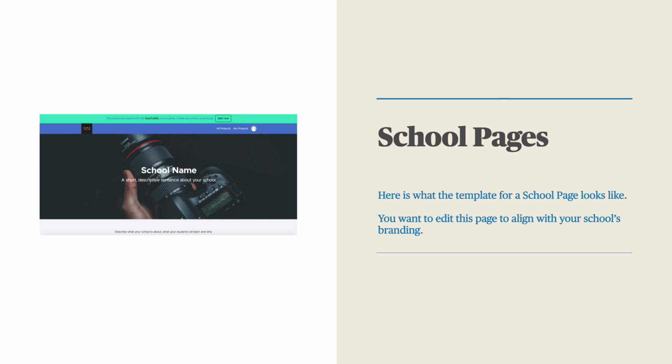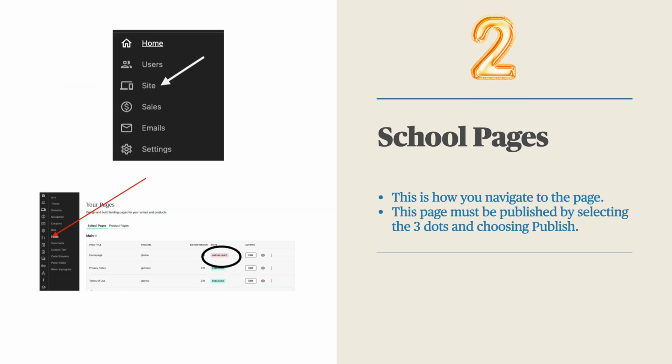School pages and home pages must be set up and published. This is what the template for the school page looks like. You also want to edit this page to make sure that the photos and the verbiage align with your school's branding. Here is how you navigate to the page. You click Site from the menu, and then you navigate down to Pages. Once you're there, this page must be published by selecting the three dots and then choosing Publish.